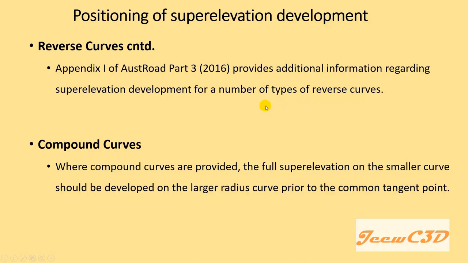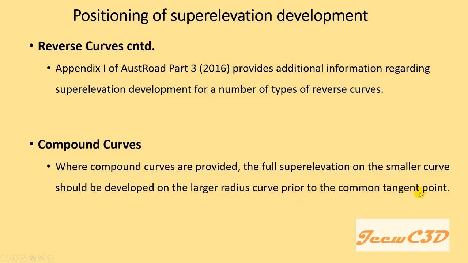So I hope, if you have some time, you should refer to Appendix I of Ostrod Part 3, 2016. Then, about compound curves, that means curves rotating in the same direction with different curve radii. Where compound curves are provided, the super elevation on the smaller curve should be developed on the larger radius curve prior to the common tangent point.